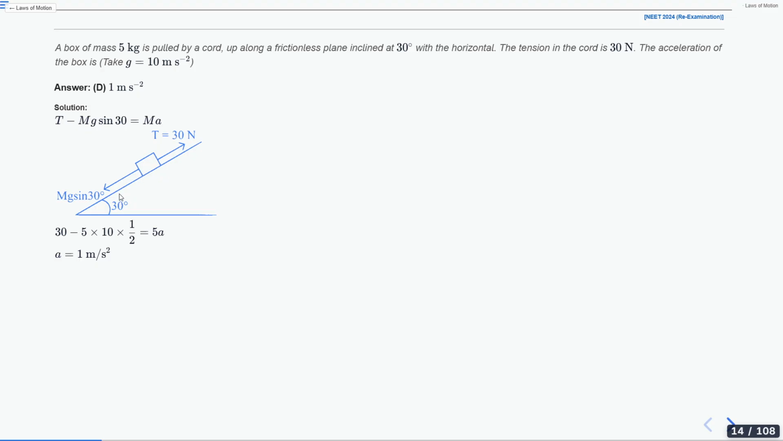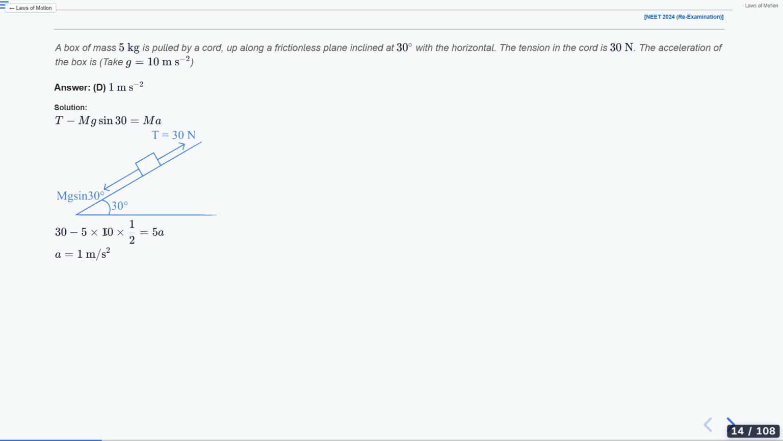Since it is moving in the upward direction, I can write the net force equals mass times acceleration. So what is the net force? 30 Newton minus mg sine of 30 will be equal to mass times acceleration. We are asked to find the acceleration of the box. Is it clear? So T minus mg sine theta equals m times a, because net force equals mass times acceleration. So tension is given 30 Newton, minus m is given 5 kg, g is given 10 meter per second square, and we have sine of 30 is 1 by 2.